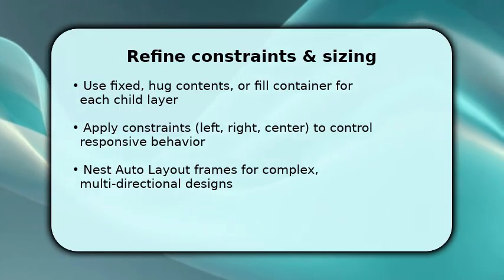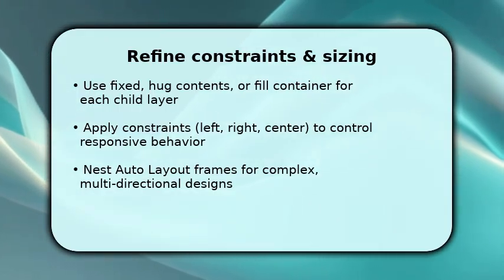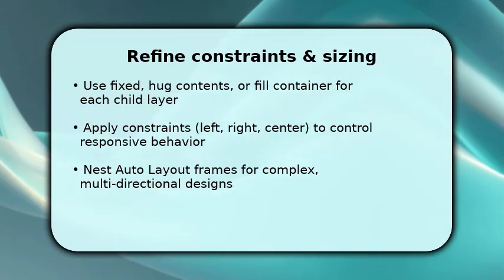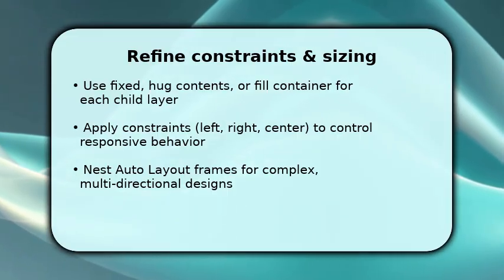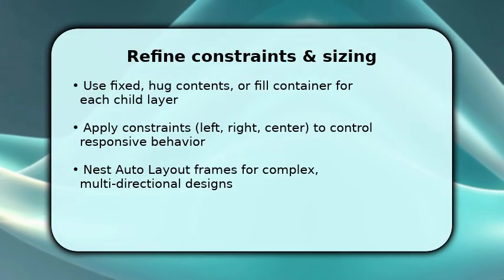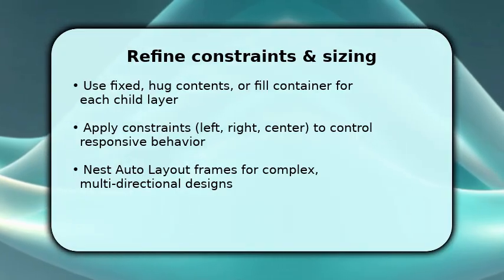If you need complex combinations, nest auto layout frames. Put a horizontal group inside a vertical one, for instance, and manage spacing at each level. This lets you build modular components that respond predictably across variants and screen sizes.